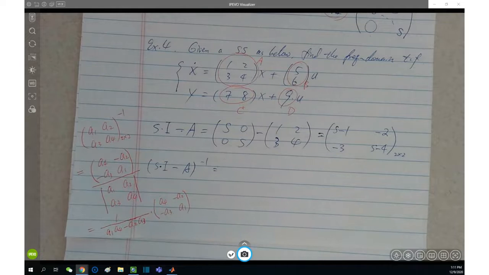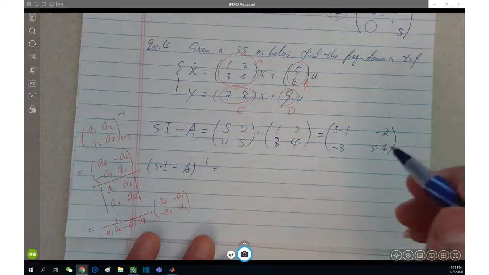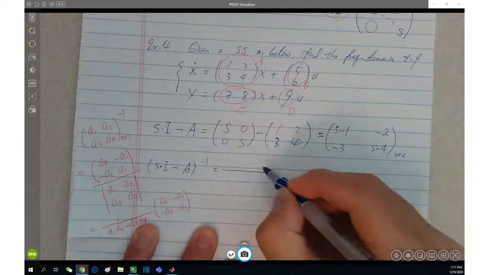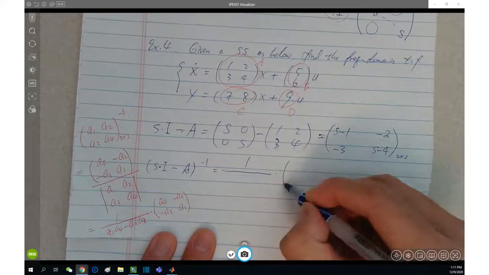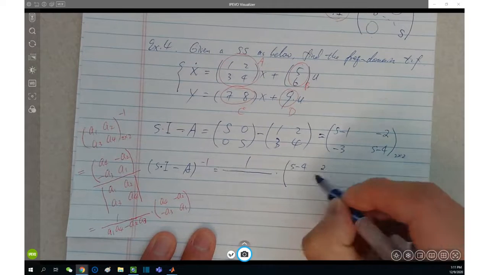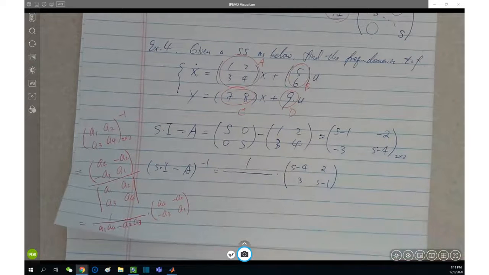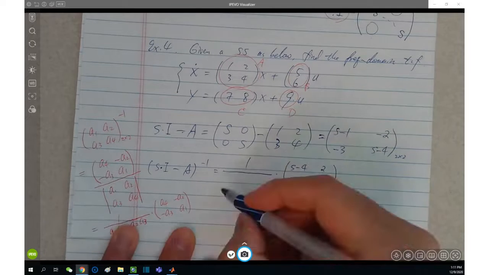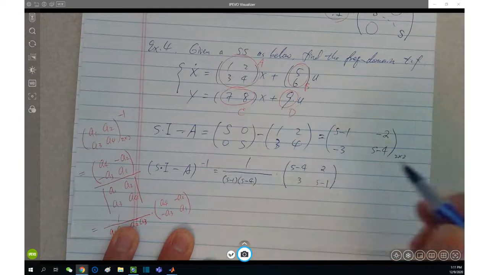So because of this formula, let's do this. What have we got? Basically, 1 over the determinant times the matrix: flip the main diagonal and then give the negative sign to -2 and -3, and then we end up with this, right? And the determinant is just as simple as -1 times s minus 4 and then -6, right?